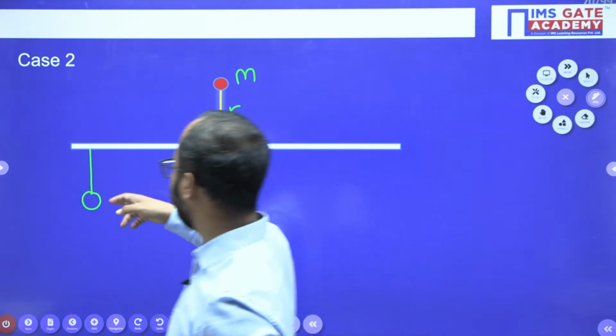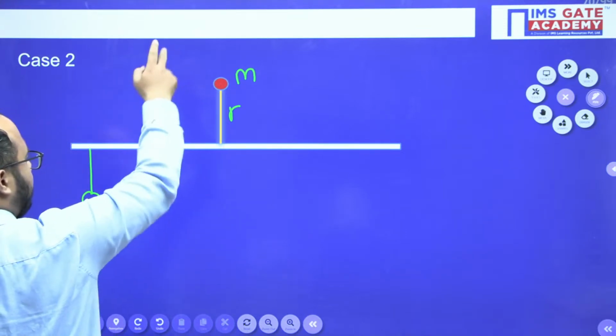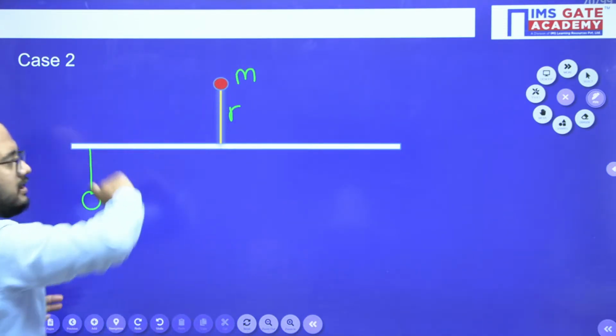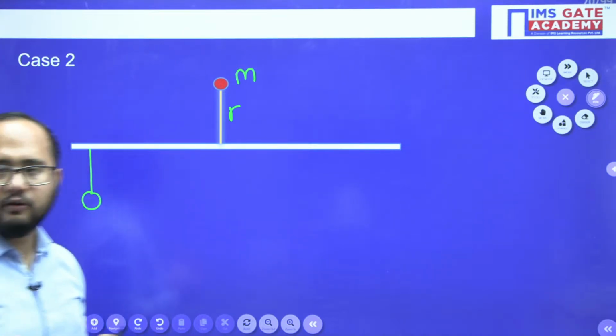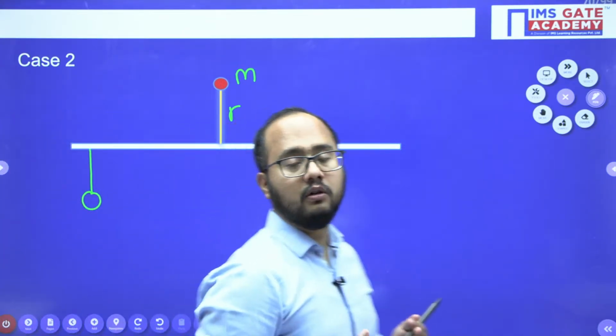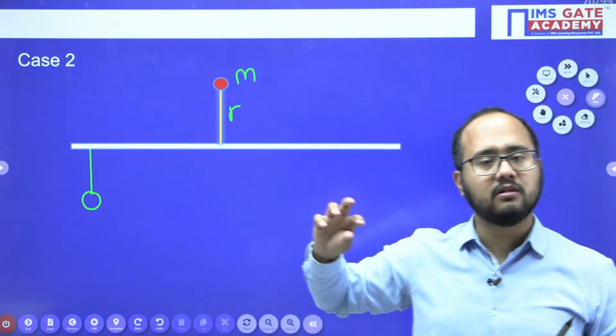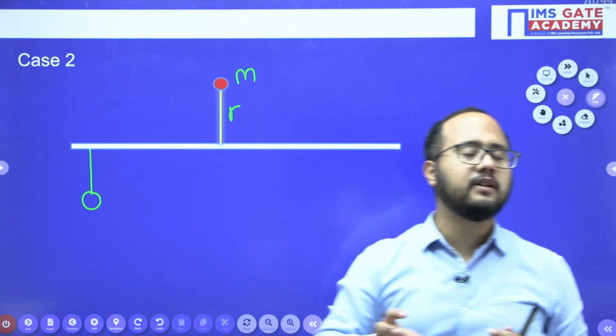Why? Because see, there will be one force here, there will be one force here. So obviously if this force and this force are equal, a couple formation will be there. A couple formation will be there, and we need to balance the system completely, both in terms of force and as well as in terms of moment.